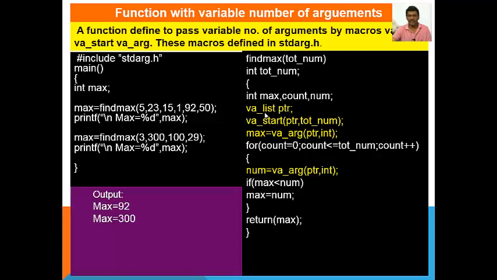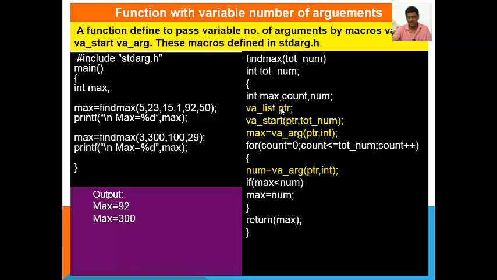We can give any name. Here it is ptr, va_list ptr. Then va_start, which is another macro of stdarg.h. So ptr comma. The first argument of the va_start macro, ptr, is a va_list variable.